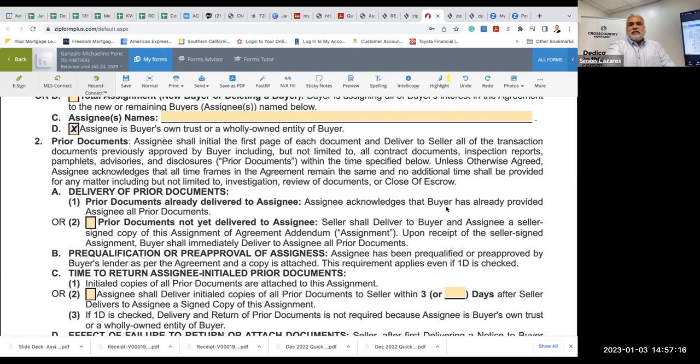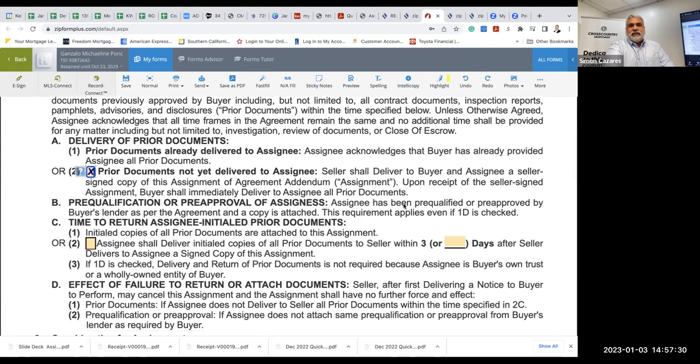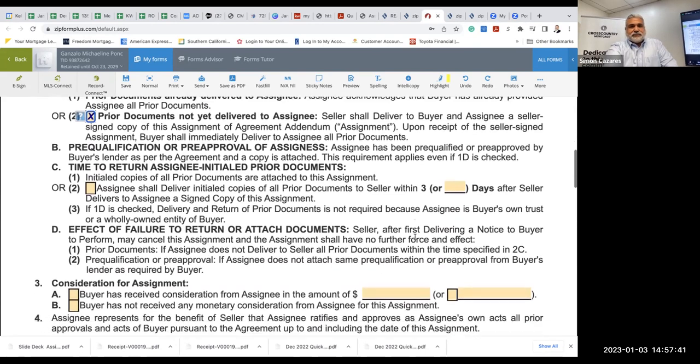Assigning acknowledges that the buyer has already provided assigning all prior documents. If checked, documents not yet delivered to assigning, seller shall deliver to buyer an assigning or seller signed copy of the assigned agreements or addendums upon receipt of the seller's signed assignment. So once this signs, then you can divulge all that information to the new person involved.